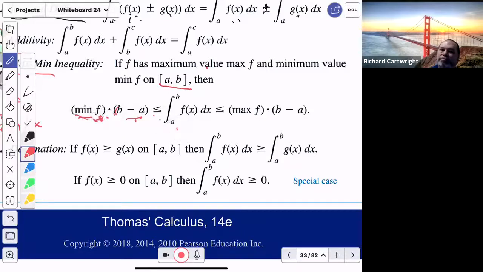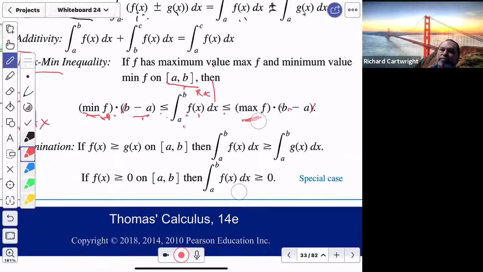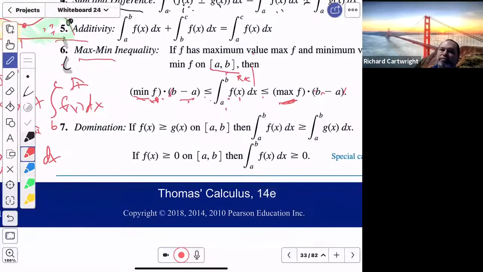the minimum area from A to B, has to be less than the integral of f of x. Here's your real answer. And then it also has to be less than the maximum of the function times B minus A. I think we have one example that uses it. You'll never use it in real life. Maybe if I was smarter and became an engineer instead, I would be using it.